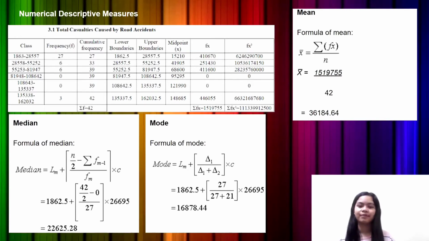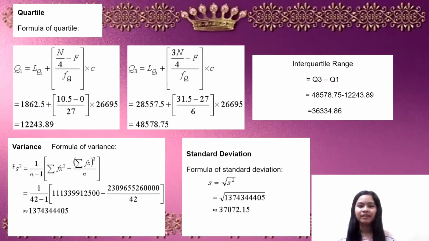And next is mode. We also use the same formula for the mode. Then we find out the solution is 16878.44.